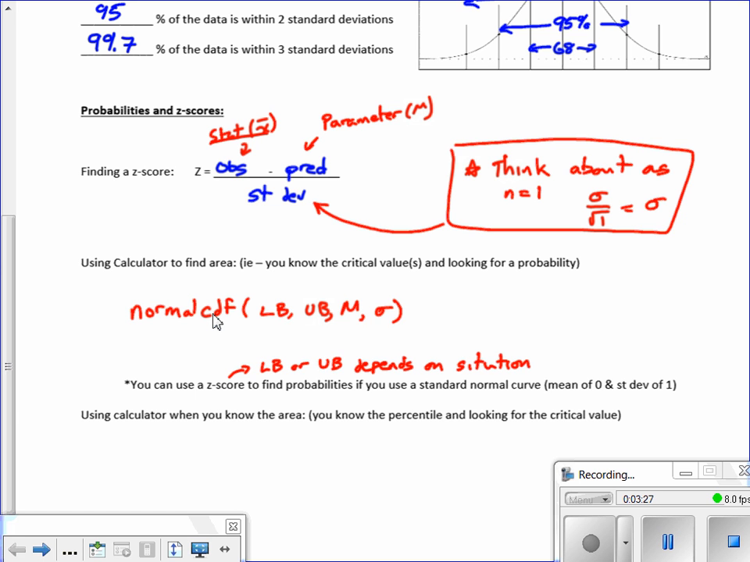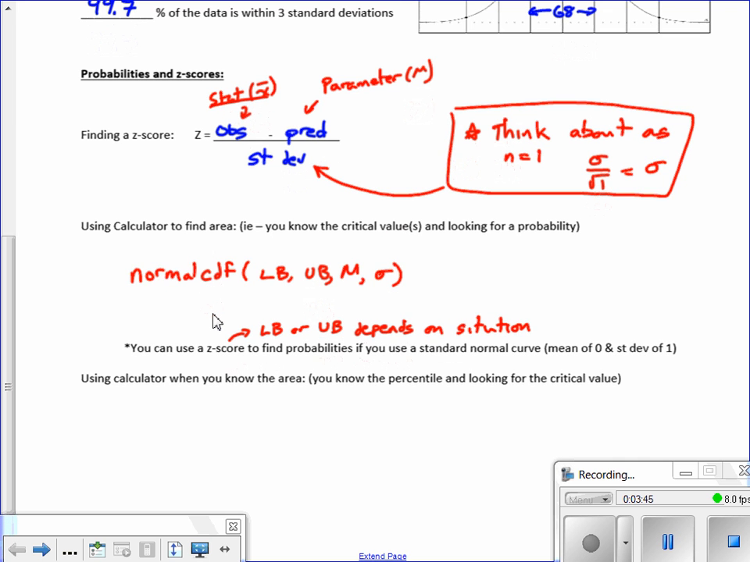But you could use that normal CDF with a mean of 0 and a standard deviation of 1. You could use your z-score if you wanted to. But as we'll see in just a minute, you can plug all the data straight from the problem in and not have to worry about it. So that's when you use normal CDF, right? That's when we're looking for an area, and another way, you're also trying to find a probability or a percent.